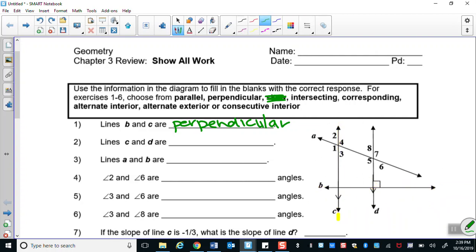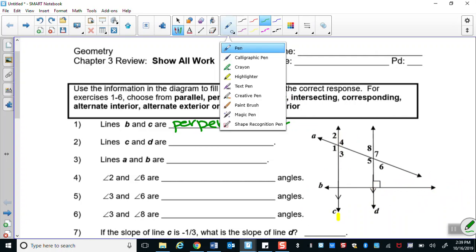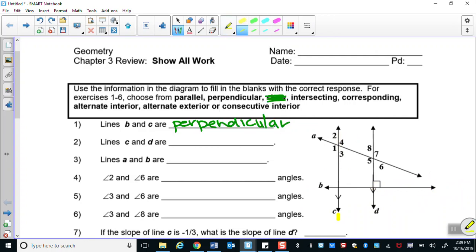Okay, so now for the next one, we're going to look at C and D. If you look at C and D, you can clearly see that they don't intersect. And if you look carefully, you see these symbols here, which means that they're parallel.